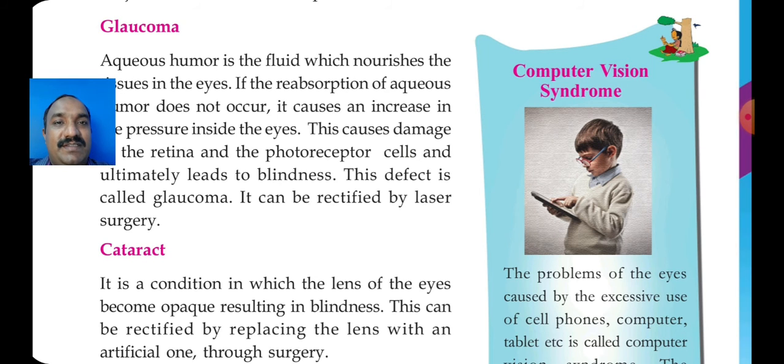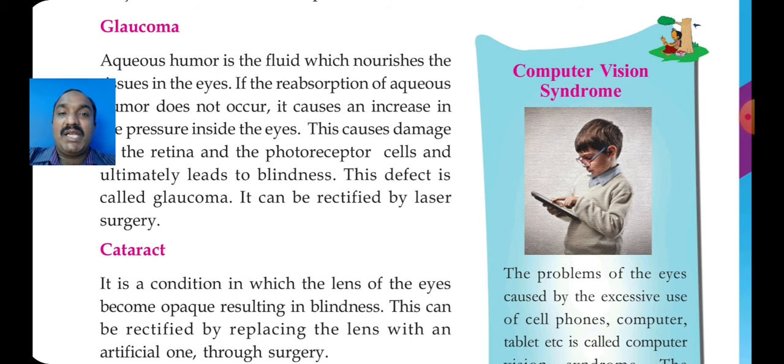cataract. Cataract normally affects persons above the age of 60. It is a condition of the lens becoming opaque. The lens becomes opaque, resulting in blindness. He will be unable to see with that eye. That is what is called blindness. So the lens becomes opaque and he becomes blind. Such a condition is called what?